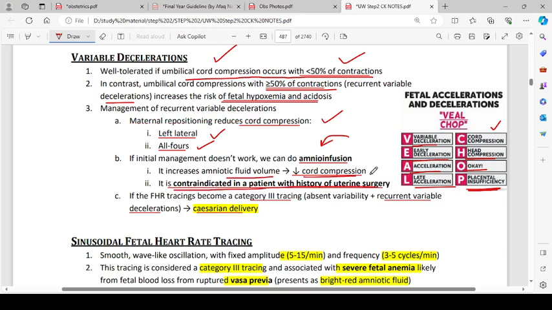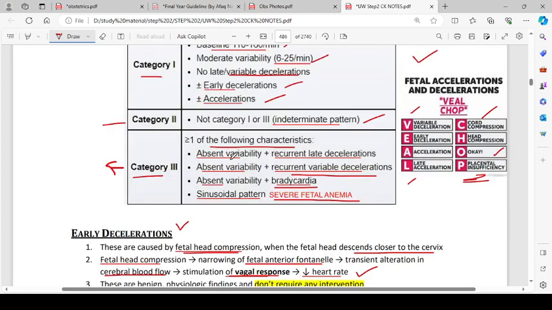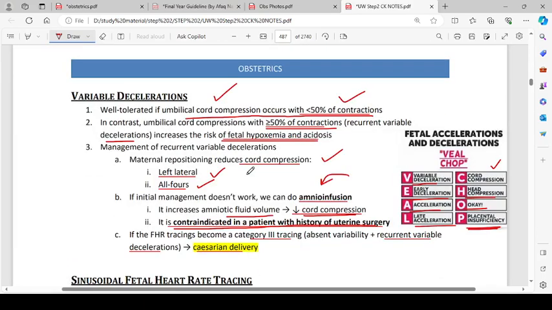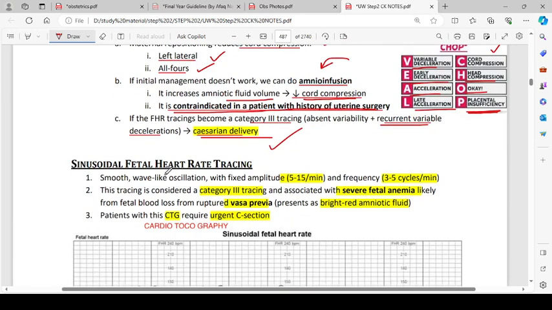If the fetal heart rate tracing becomes a category 3 tracing, which is over here, we have absent variability with recurrent late decelerations, absent variability with recurrent variable decelerations, absent variability with bradycardia, or a sinusoidal pattern with severe fetal anemia. In these situations, the management is cesarean delivery.